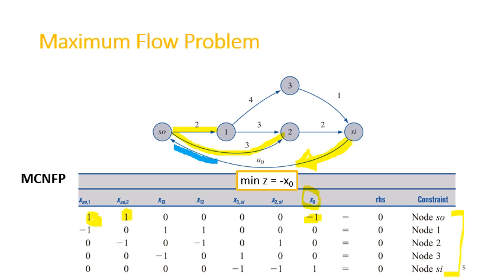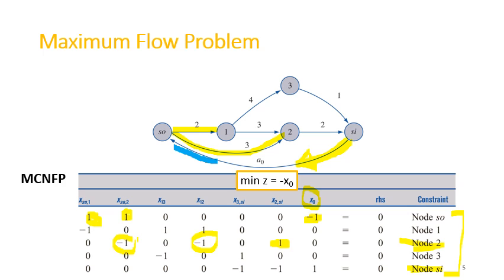So do the same thing for the other nodes. Let's say, for example, node 2. So node 2 sends out from 2 to sink, so this is plus 1. But then it receives from 1 to 2. It also receives from source to 2. So these two, the values are minus 1.